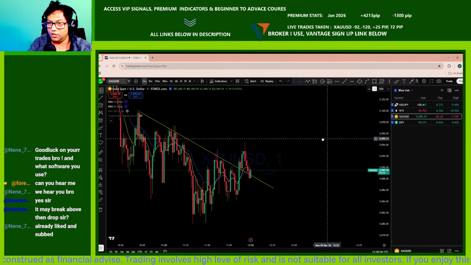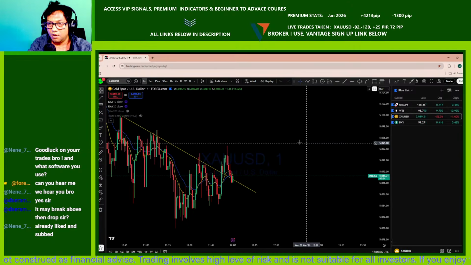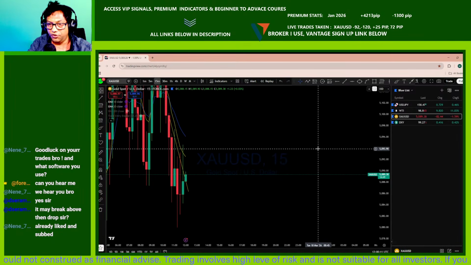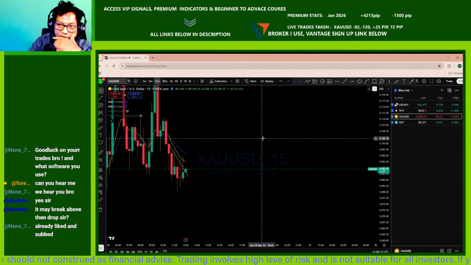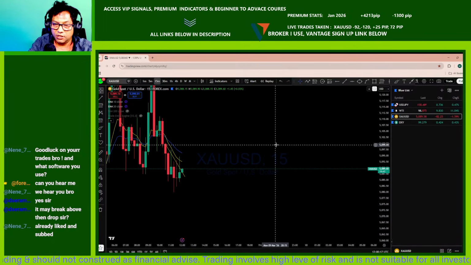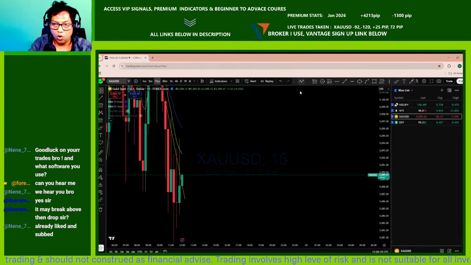Now, we saw that there is a break below, and this 15 minutes candle close is important to see if it is a liquidity sweep or it is going to fill that long wick in that area.